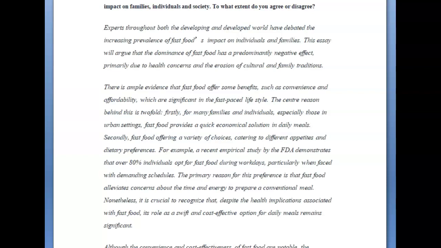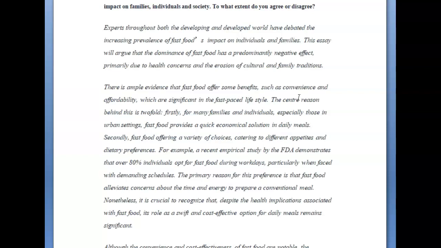There's ample evidence that fast food offers some benefits such as convenience and affordability, which are significant in the fast-paced lifestyle. The central reason behind this is twofold. Firstly, for many families and individuals, especially those in urban settings, fast food provides a quick, economical solution for daily meals. Not "in." "In" sounds weird to me.